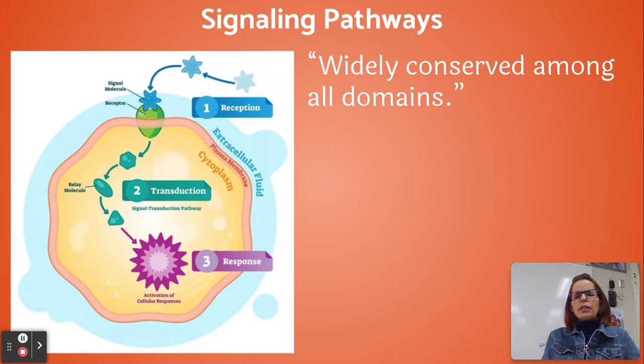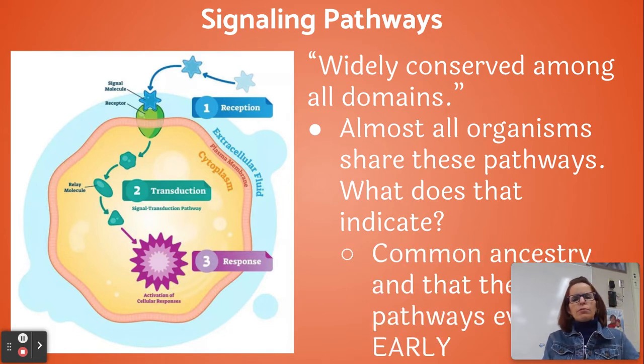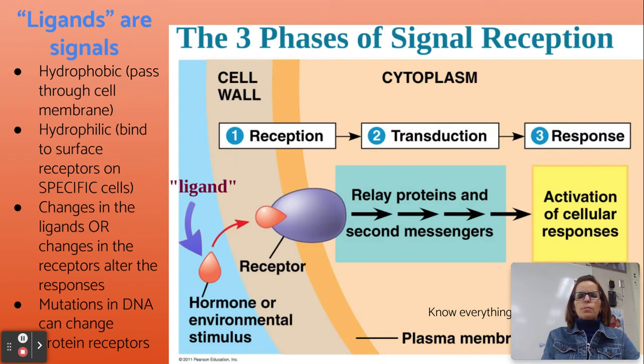So signaling pathways are widely conserved among all domains. That basically means that all organisms share these pathways. So that's an indicator, of course, of common ancestry, and that these pathways evolved very early in Earth's history and in life on this planet.